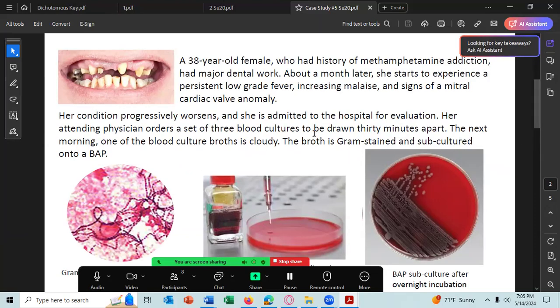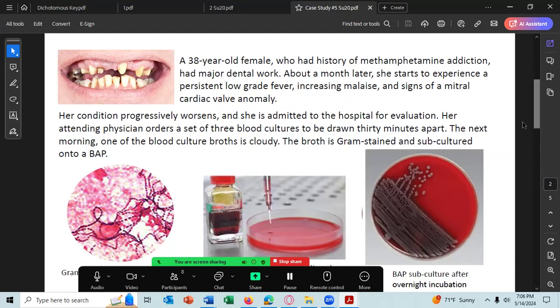All right, a 38-year-old female, a history of methamphetamine addiction, major dental work, really bad. She has a low-grade fever, later on increasing malaise, signs of mitral cardiac valve anomaly. Her condition progressively worsens. She is admitted to the hospital for evaluation. They do 3 blood draws. The next morning, one of the blood cultures, broth, is cloudy.